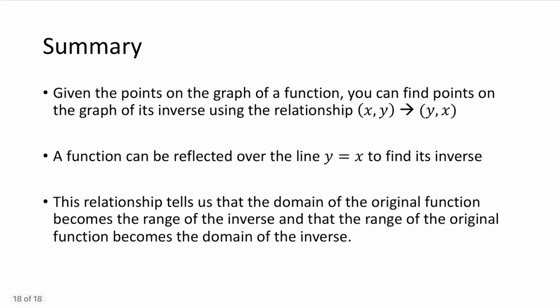So in summary, remember that given the points on the graph of a function, you can find points on the graph of its inverse using the relation xy becomes yx. That's because a function can be reflected over the line y equals x to find its inverse. This relationship tells us that the domain of the original function becomes the range of the inverse, and that the range of the original function becomes the domain of the inverse.